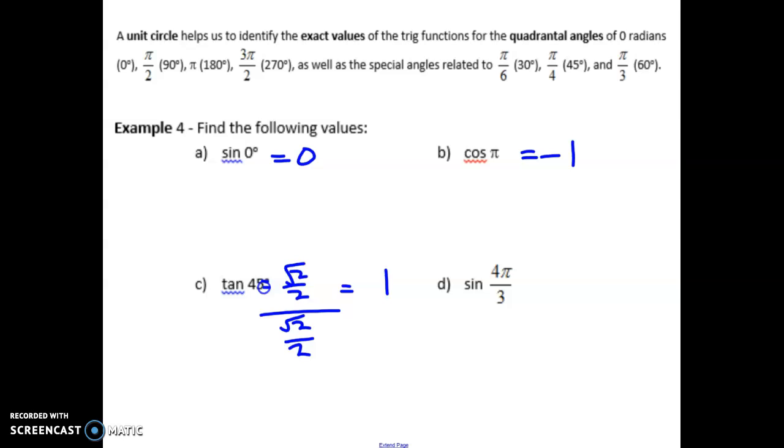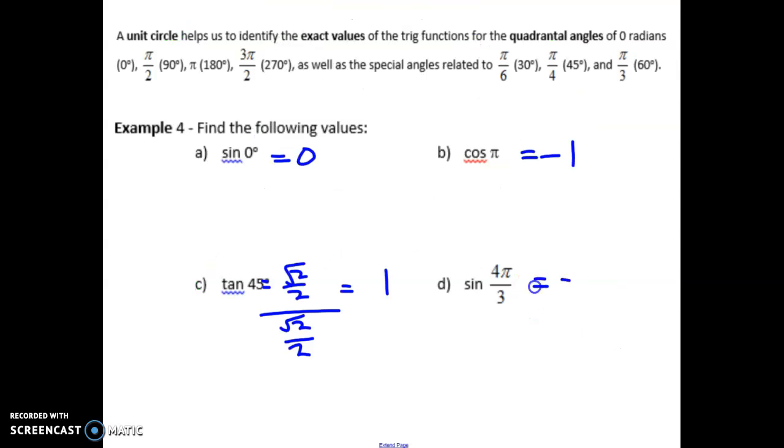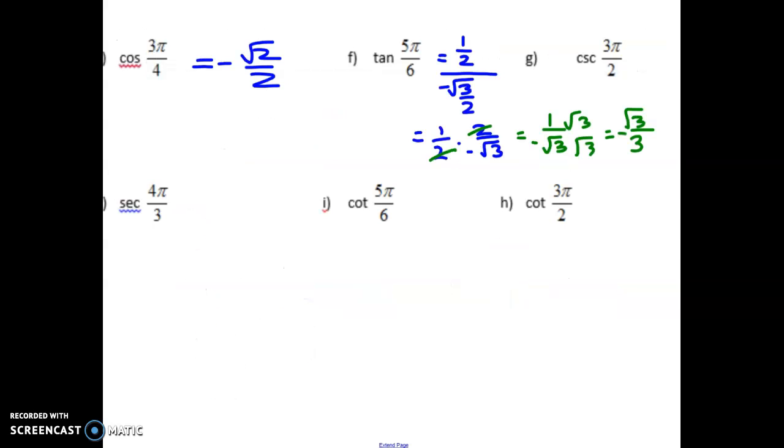Good. One more, sine 4 pi over 3. So I'm going to look on here. 4 pi over 3 is down here. And I'm looking at sine. So sine is negative root 3 over 2. So we just say that it's negative root 3 over 2. And that would be it. Alright, so just try cosine and tan on your own, and we're going to jump to part G.